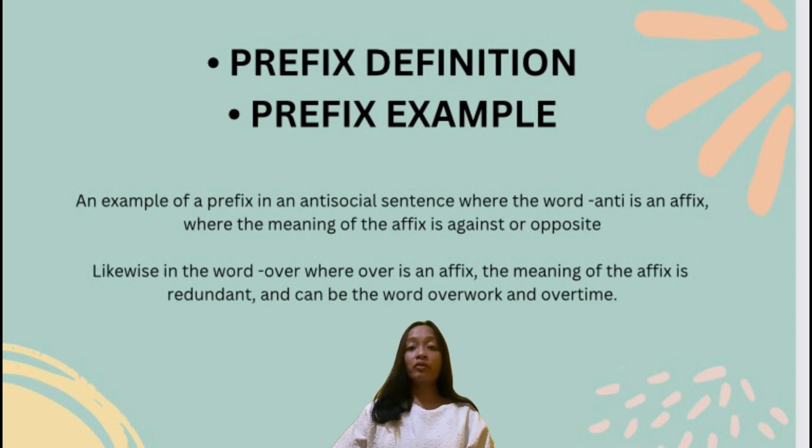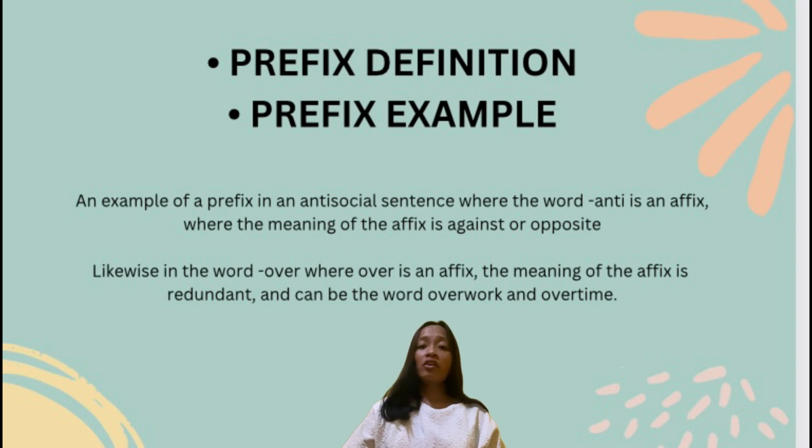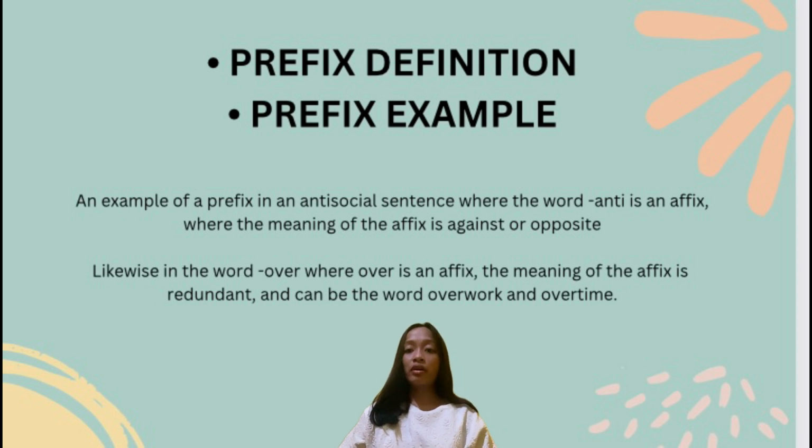An example of a prefix is in the word antisocial, where anti is an affix, and the meaning of the affix is against or opposite. Likewise, in the word over, where over is an affix, the meaning of the affix is excess, as in the words overwork and overtime. That is the explanation of the material for affix, suffix, and prefix.